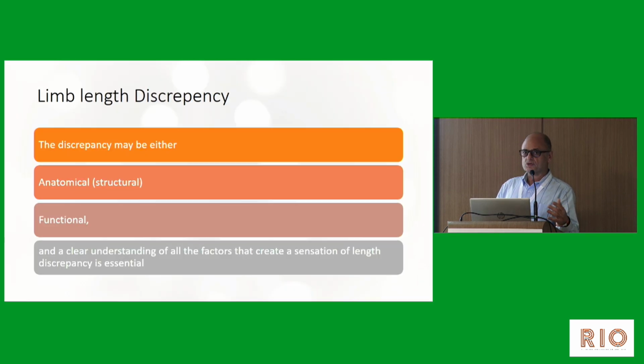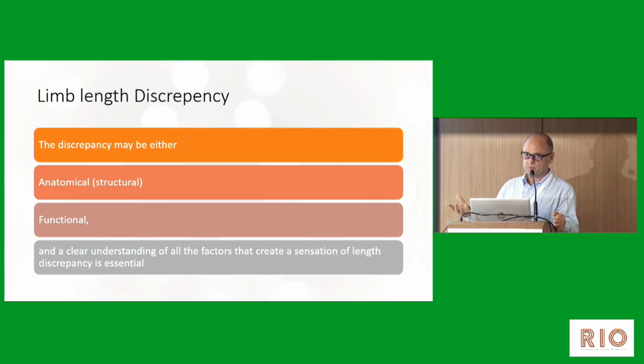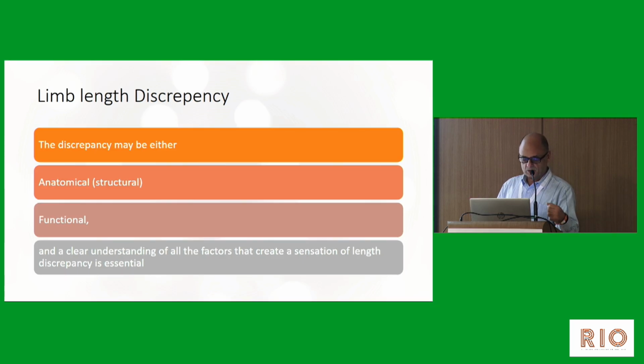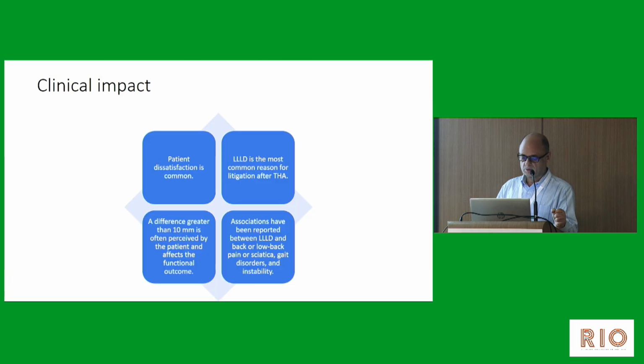So discrepancy may be either anatomical or functional, the perception of lengthening. If your abductors are very tight, you have a very short hip and absorbed neck or head, then when you have restored the length, you might have perception of lengthening. So that is functional. And we need to have a clear understanding of what actually is creating the sensation of lengthening or discrepancy. So patient dissatisfaction is very common.